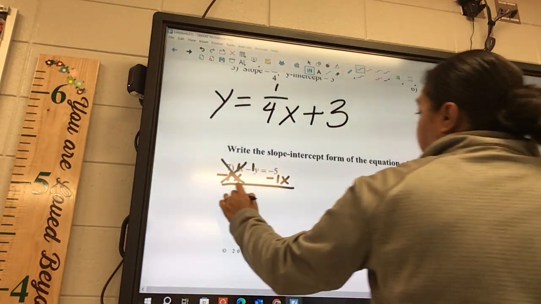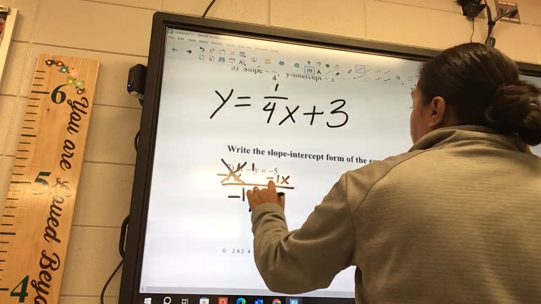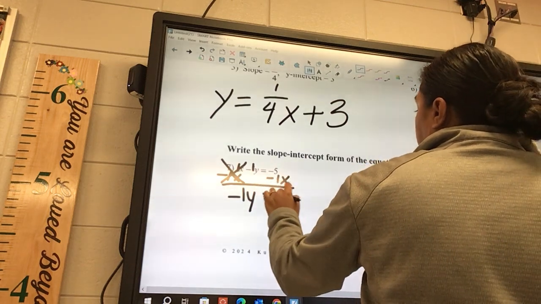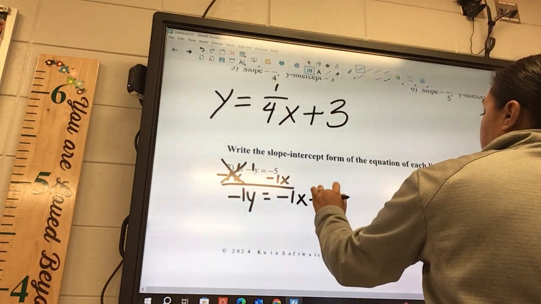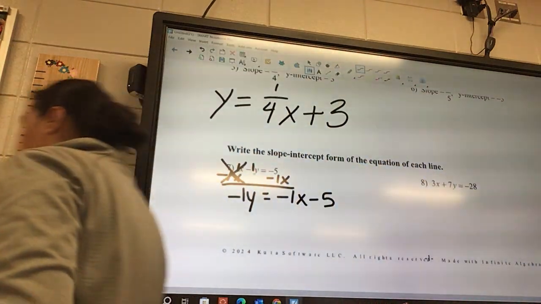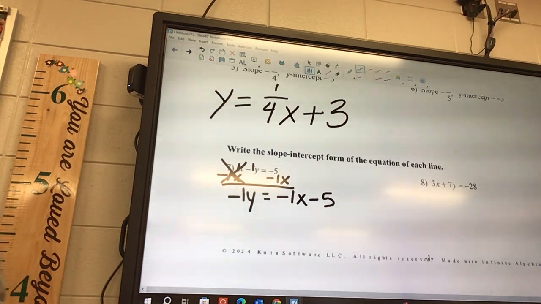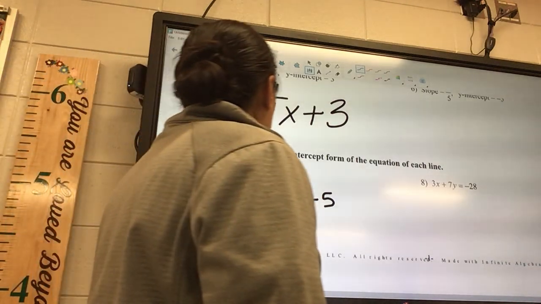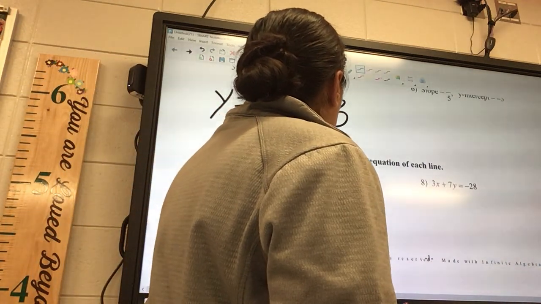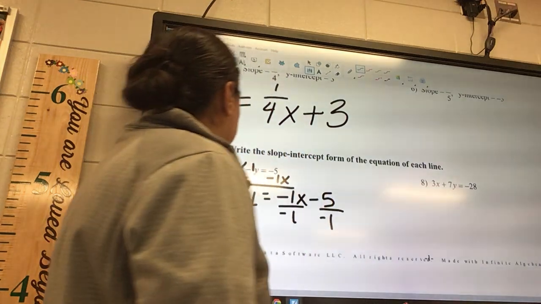Okay, and so you're going to get negative 1y equals, and then we just write this part in a straight line. So negative 1x minus 5. Okay, we just write the other part in a straight line, and the x has to go first. Okay, and then what do we do? We're going to divide by what? Negative 1. Okay, so we're going to divide every piece by negative 1.